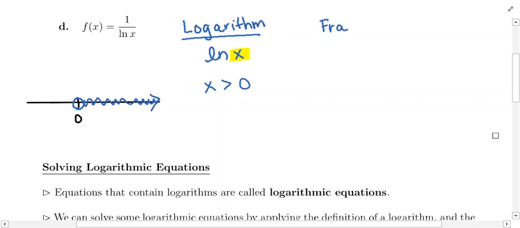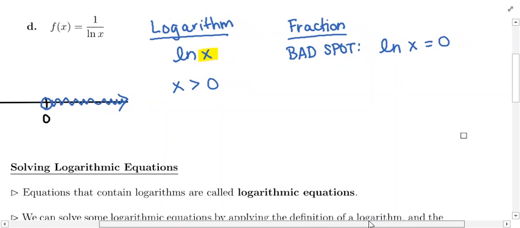What do we know about fractions? Well, with fractions, you can't have 0 in the bottom. So we need to find our bad spot. The bad spot is when the bottom is equal to 0. So we need to figure out when the natural log of x is equal to 0. Well, this was actually one of the properties, so you may already know it, but here's how you can solve it.